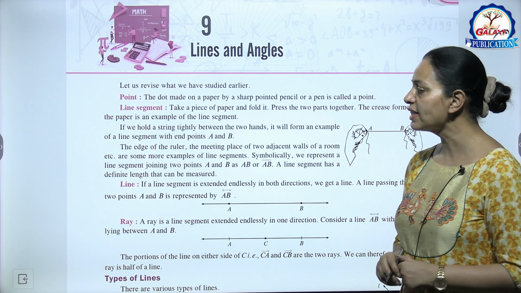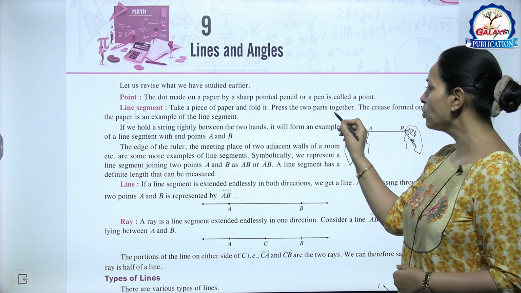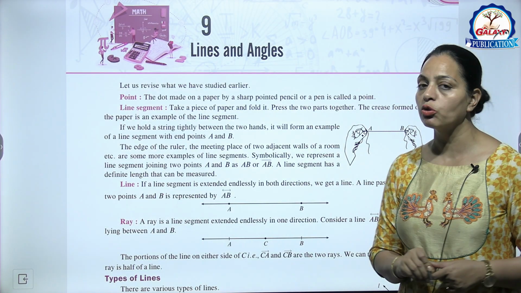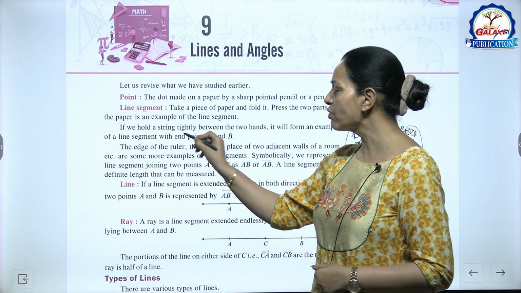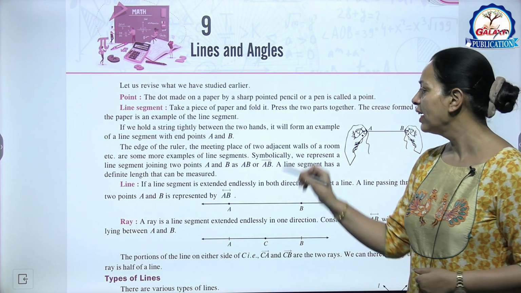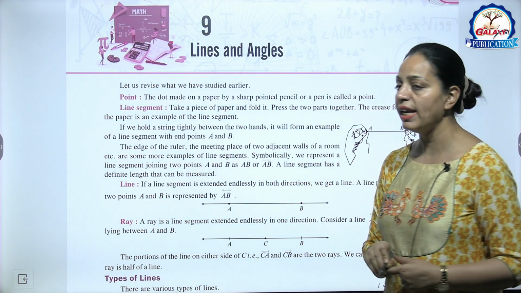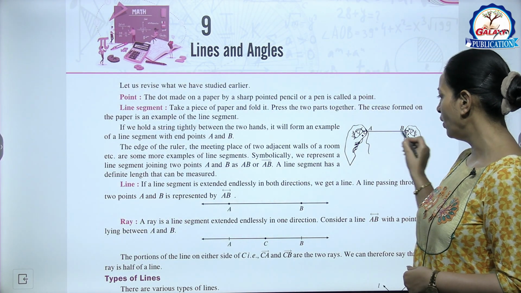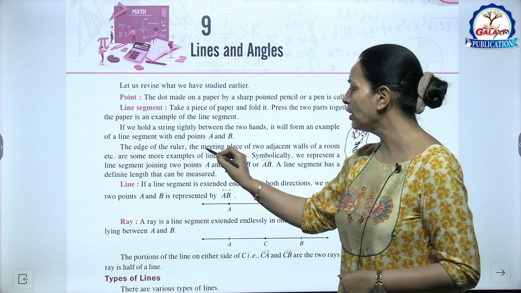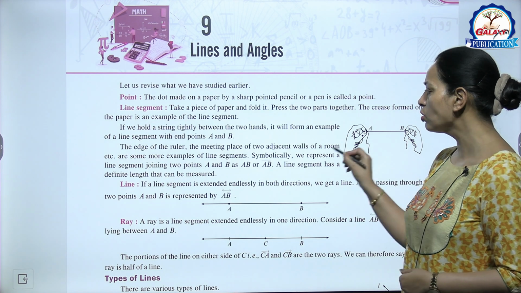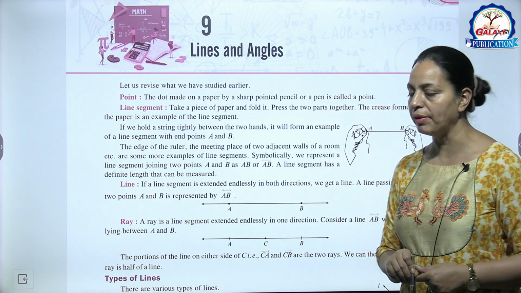Okay, now the next is line segment. Take a piece of paper and fold it. Press the two parts together. The crease formed on the paper is an example of a line segment. If we fold a string tightly between the two hands, it will form an example of a line segment with endpoints A and B. You can see, this is the line segment. The edge of the ruler, the meeting place of two adjacent walls of a room, etc. are some more examples of line segments.